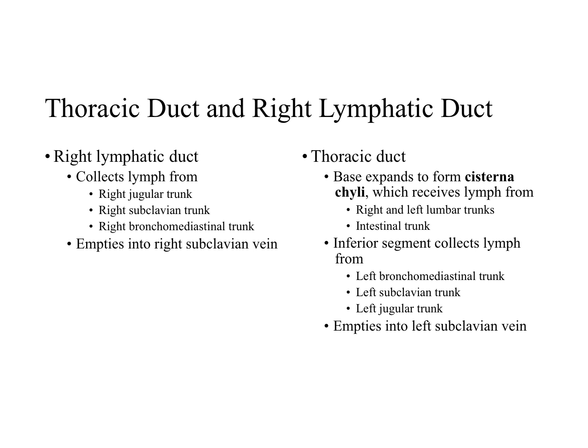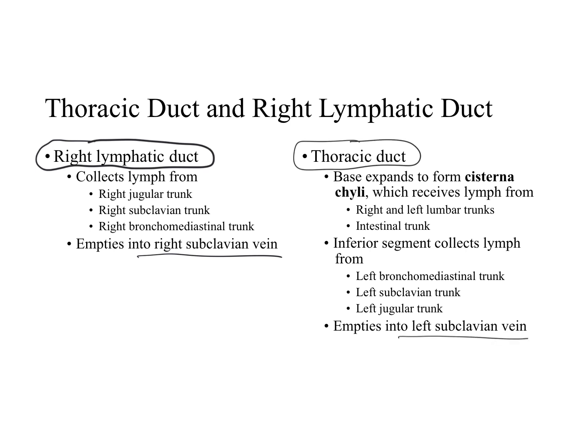All lymph fluid will be directed back towards the heart. And the body drains all that lymph fluid into two main vessels that drain into the right subclavian vein and the left subclavian vein. The right lymphatic duct will drain into the right subclavian vein, and the thoracic duct will empty into the left subclavian vein. The right lymphatic duct will collect lymph from the right jugular trunk, the right subclavian trunk, and the right bronchomediastinal trunk. Those trunks then receive lymph from many other smaller lymphatic vessels.